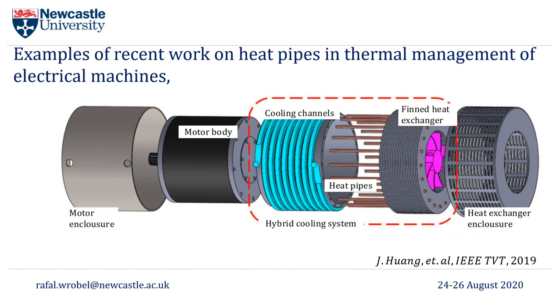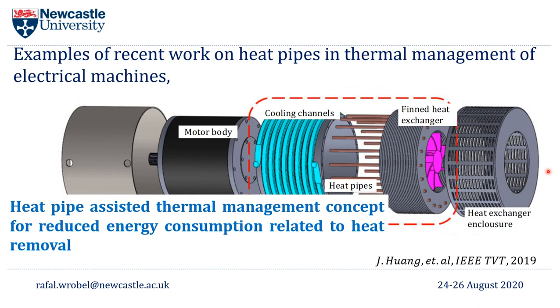And the last example here illustrates a hybrid cooling system that combines a conventional water jacket with a heat exchanger with heat pipes, and that heat exchanger here uses a fan to remove the heat that is transported from the heat pipes. So that particular concept was developed to reduce energy consumption associated with the heat removal in a vehicle. And depending on the driving cycle, that combined hybrid system can use, for example, heat pipes when it's needed, not at all times of vehicle operation.